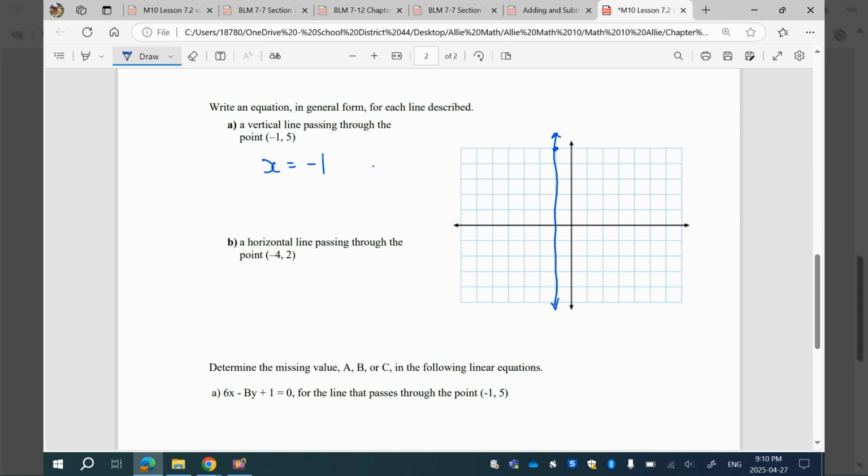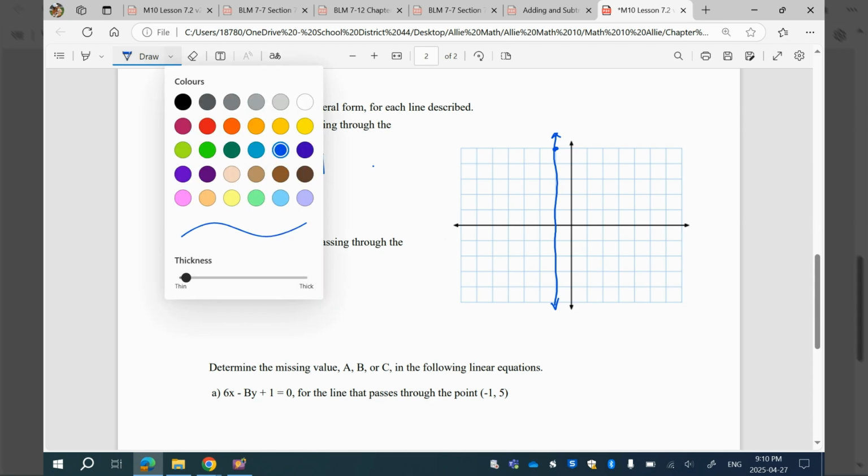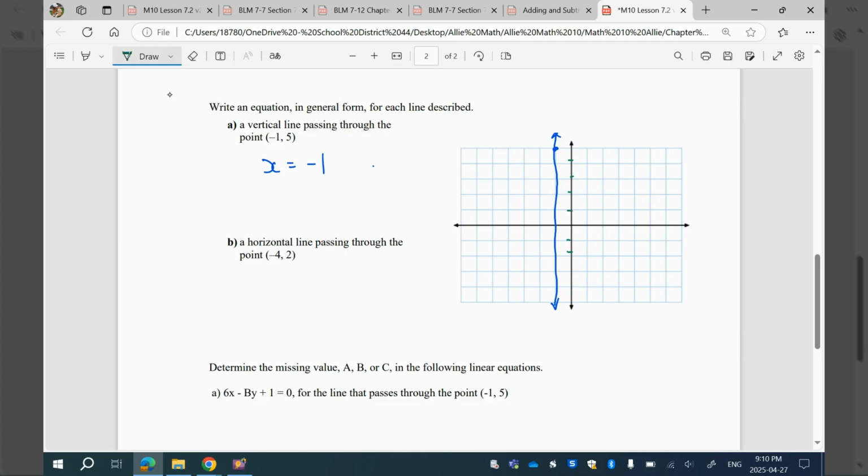So this is all the information that we have. There's no restrictions on our y value. This line exists at all possible points of y. It exists at every single point, spot. There's no restrictions on it.